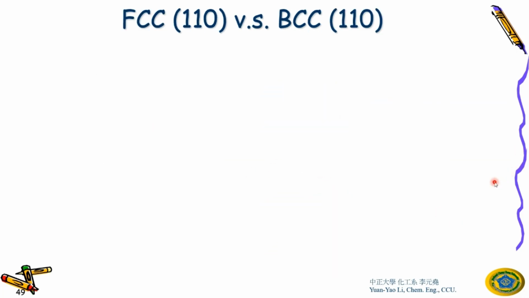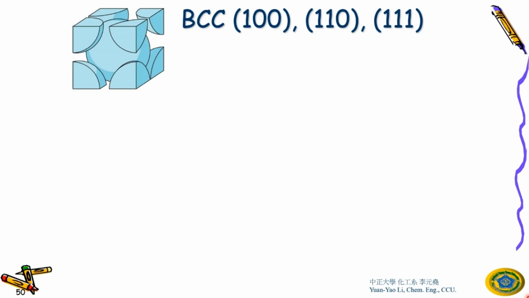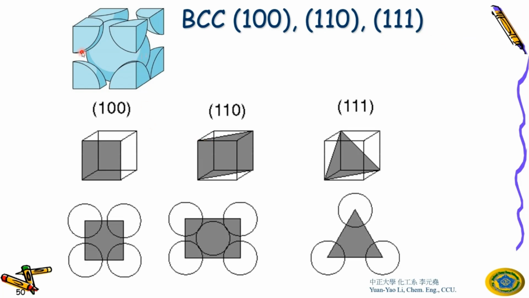So when you take a look at this FCC 110 and BCC 110, you find something different, of course, because their unit structure is different, right? Okay, and how about BCC 100, 110, and 111? So 110, this is 110, right? This plane. Two-dimensional looks like this.